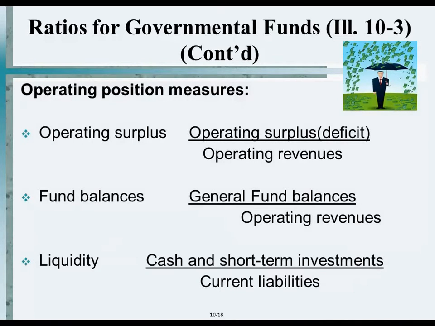Operating surplus. Now, this is your question. This is where you should be asking me the question. Operating surplus divided by operating revenues. If you were the bond rating agency, what would you like to see? A greater surplus, because that does what? Provides you greater security. If you were the taxpayer, what would you like to see? The smaller one, because you want your tax rate to be down.